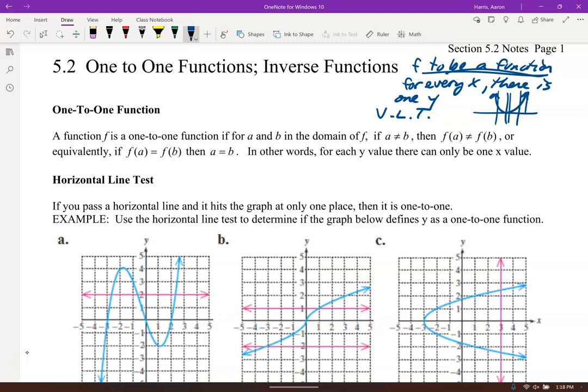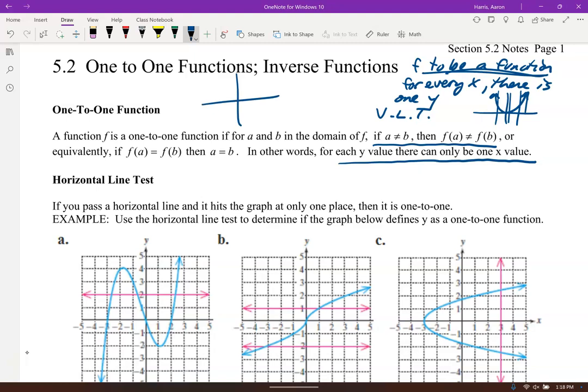And then after passing the vertical line test, it'll have an inverse only if it's one-to-one. Only if it's one-to-one. So that means if a is not equal to b, then f of a is not equal to f of b. In other words, for every y, there's a unique x value.